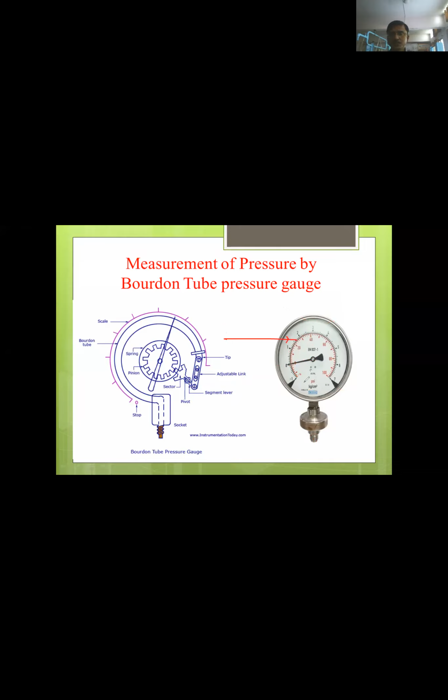Okay, this is used for measurement of positive pressure. Positive pressure means pressure greater than the atmospheric pressure. Okay, zero here indicates atmospheric pressure. Atmospheric pressure is considered as a datum.